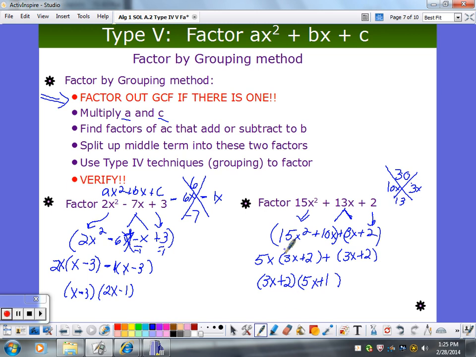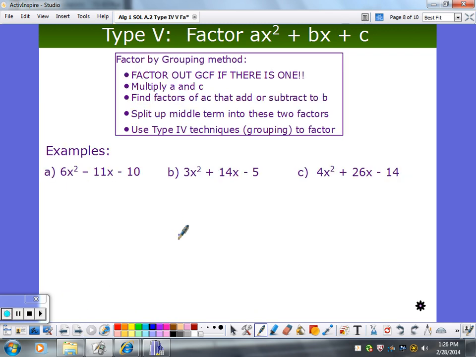And now what's my other factor? Factor. Now should we check it, do you think? Might be a good idea. What's 3x times 5x? 15x squared. 3x times 1 is 3x. Plus 5x times 2 is 10x. What's 3x plus 10x? 13x plus 2. Did I get the right thing? Yay. So that's how we factor them. It's not like it's so very difficult. There's just some steps involved. Let's do another couple of examples here.